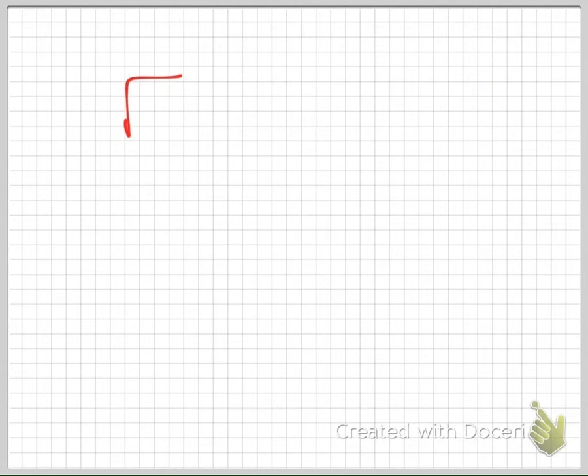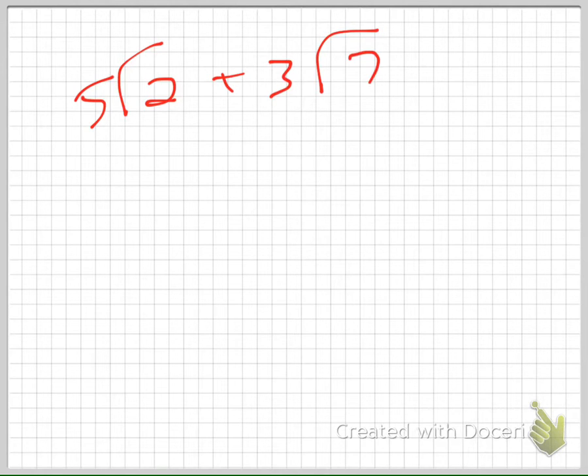If I have 5 times the square root of 2 plus 3 times the square root of 5, I cannot add them. Why can't I add them? Because they're not like terms. So what they're going to start doing, though, is they're going to start going, okay, 5 times the square root of 2 plus 3 times the square root of 10, which you go, okay, hold on, let's look at this.